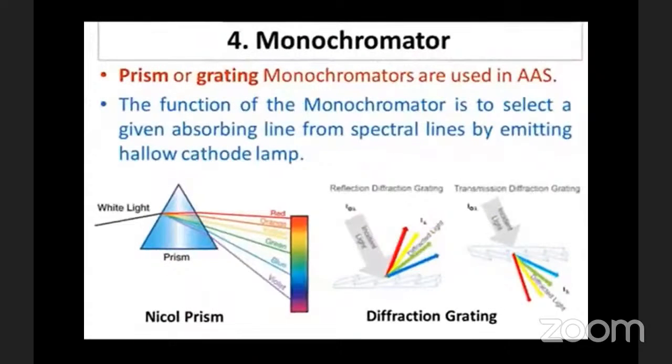Then the next important component is the monochromator. The function of the monochromator is the same as in the case of flame emission spectroscopy. Here also a prism or diffraction grating is used as a monochromator, as in flame emission spectroscopy. And the function of the monochromator is to select a given absorbing line from the spectral lines emitted by the hollow cathode lamp.